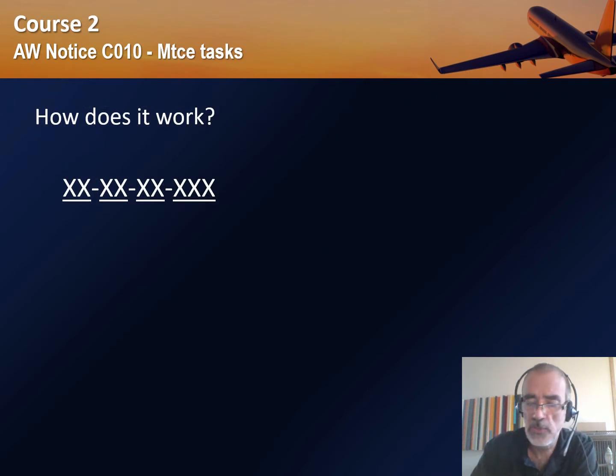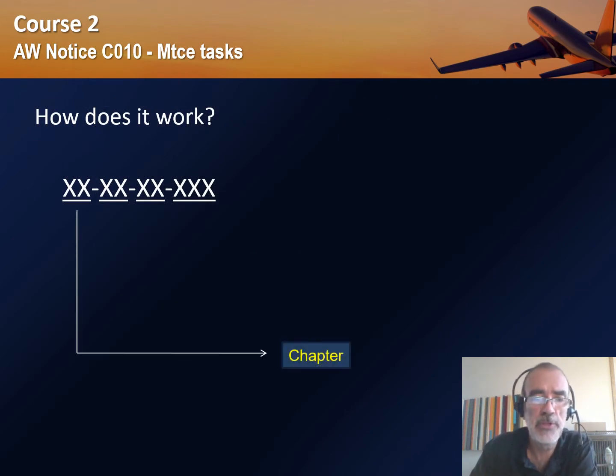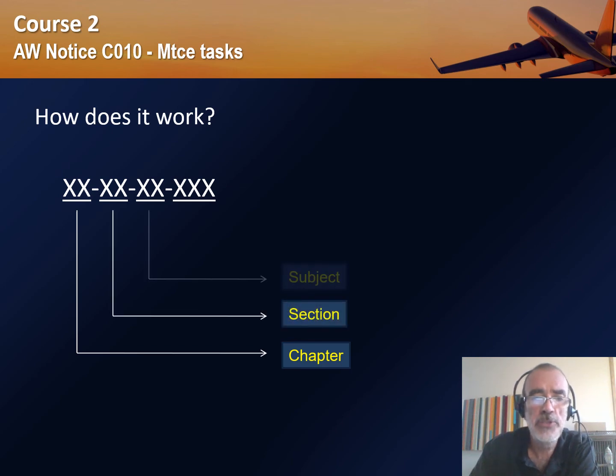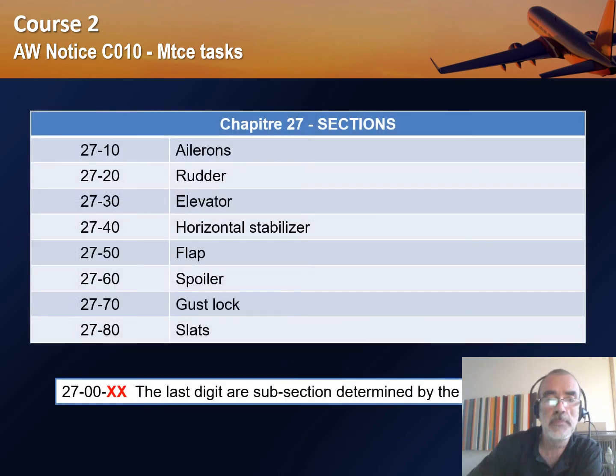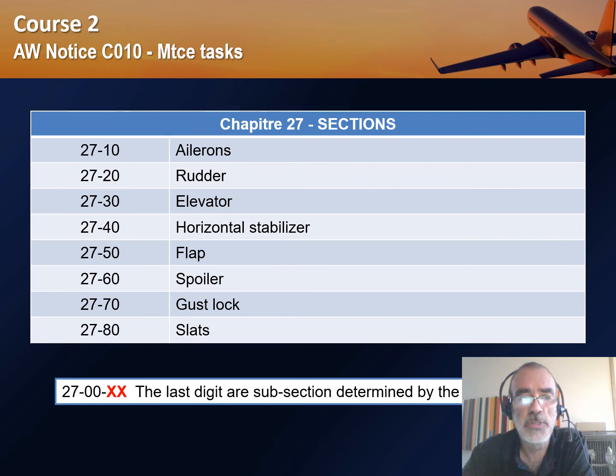So how does this work? First of all, you have the chapter, section, subject, and page block. For example, chapter 27 sections: 27-10 will be ailerons, 27-20 rudder, then elevator for 30, 40 is the horizontal stab, and so on and so forth.